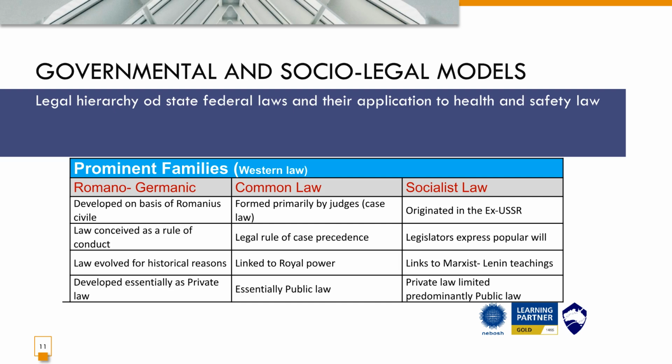To simplify legal comparison, we group systems into families. The prominent Western families listed here are Romano-Germanic, common law, and socialist law. Romano-Germanic systems are based on codified written law. Common law is shaped heavily by judges through precedent. Socialist law is linked to state ideology and legislators expressing popular will.